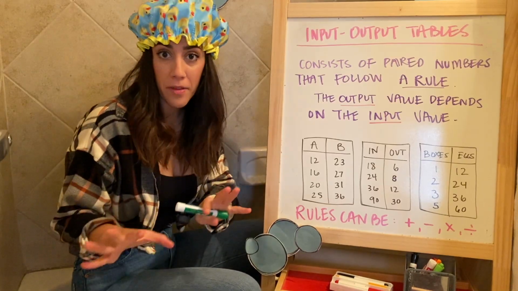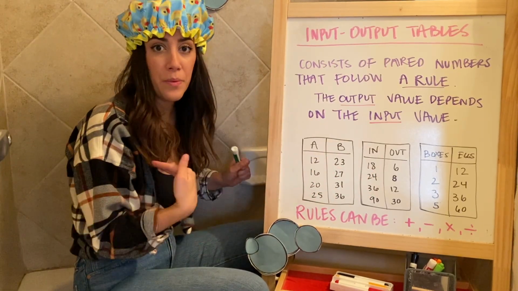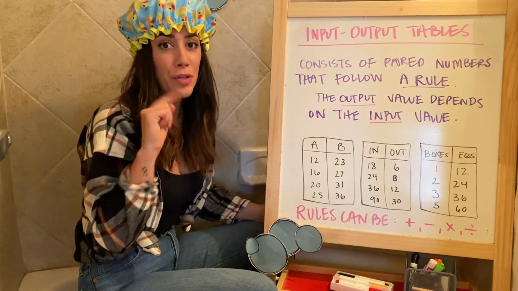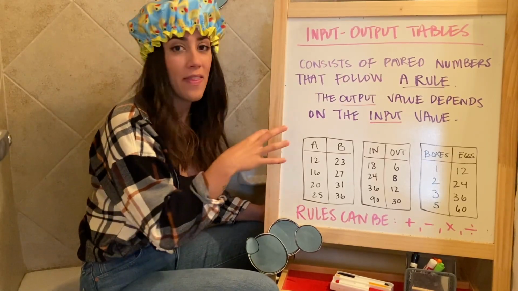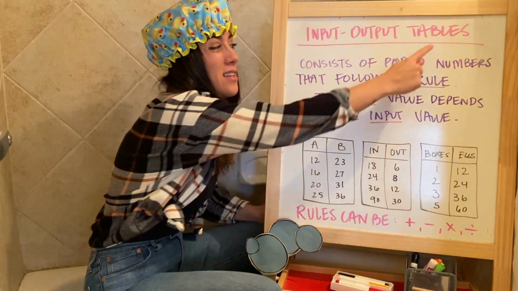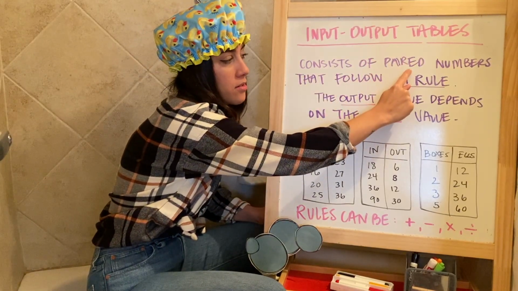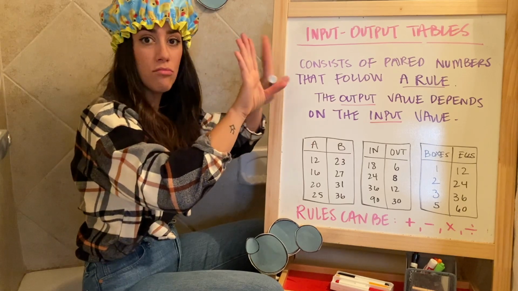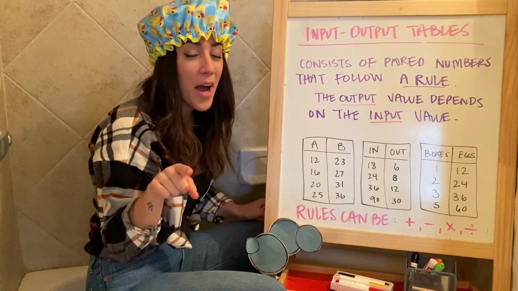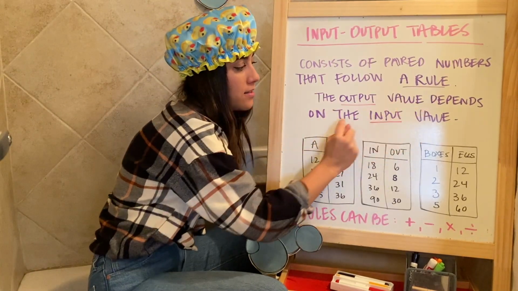Okay, so bear with me. This looks like a lot. I'm going to go through it slowly. Feel free to pause and rewind just to make sure that you're on track. Input-output tables. Use the vocabulary words within that to make sense of it. What's coming in is going out, and it's in a table form, okay? It consists of paired numbers. So pairs, there's always going to be just two numbers that follow a rule. You have to figure out what that rule is. The output value depends on the input value.